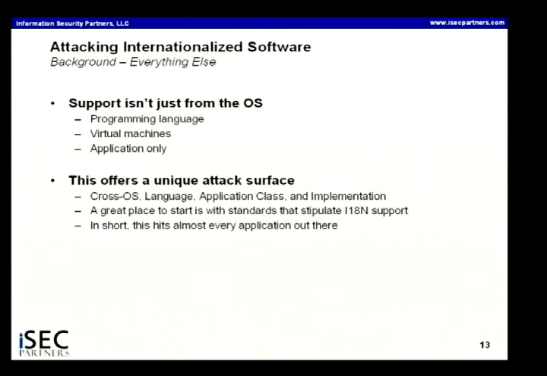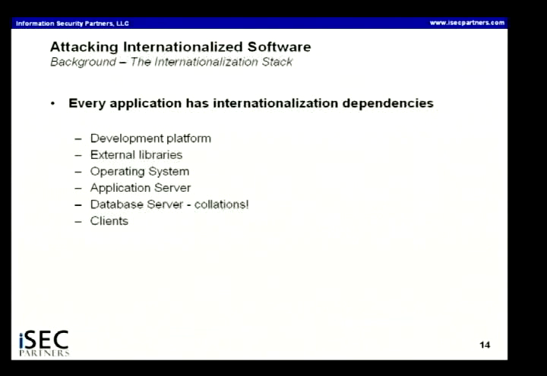And then you also have application-specific things, something that doesn't care what the OS or virtual machine provides, but tries to make its own UTF-8 parser in there. So even though there are varying levels of support from different platforms and libraries, it is something that you're going to hit in almost every application. And this offers a unique attack surface. We're talking about things that are based on standards. This is cross-OS, language, application class, implementation. If you're using HTTP, you have internationalization support, whether you know it or not. And so this really does hit almost every application out there.